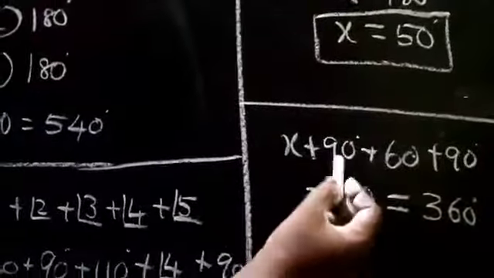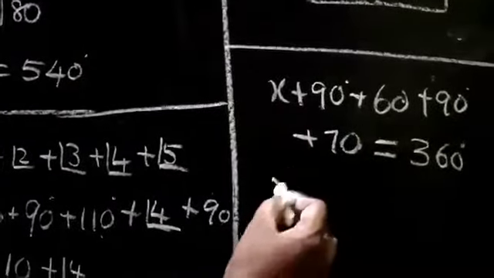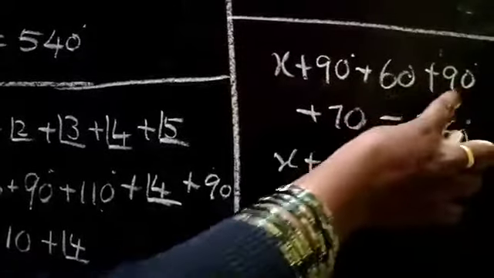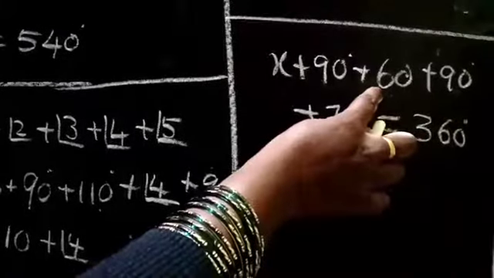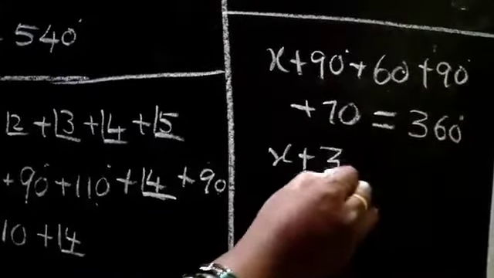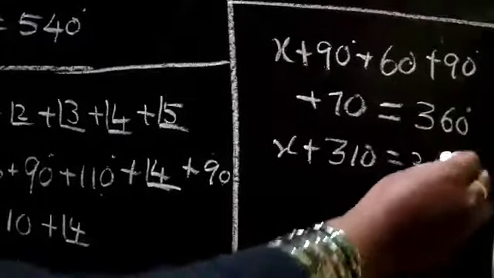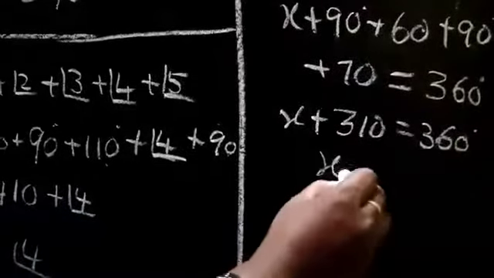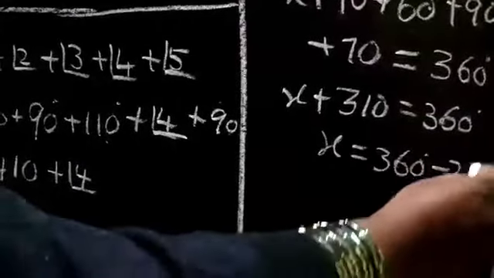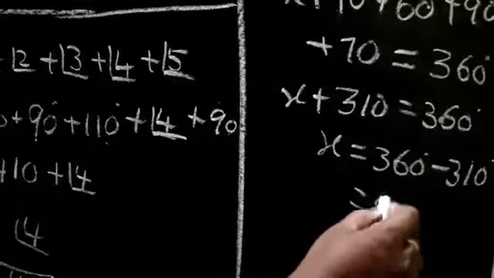So now we'll add everything. We'll get x plus 9 plus 9, 18. 18 plus 6 is 24. 24 plus 7 is 310, equal to 360. So we need x angle only now. So x equal to 360 minus 310 will get 50 degree.